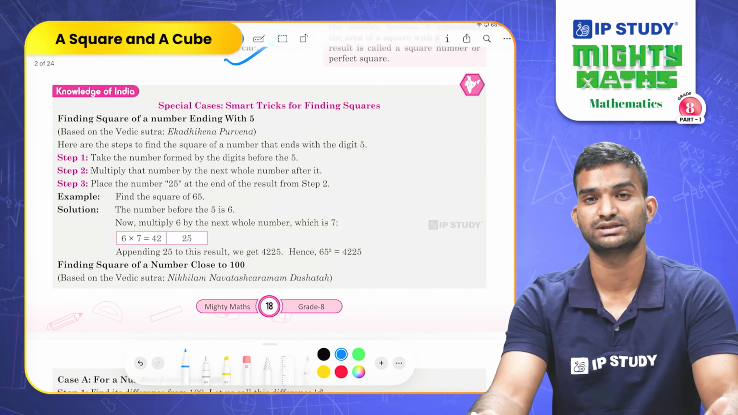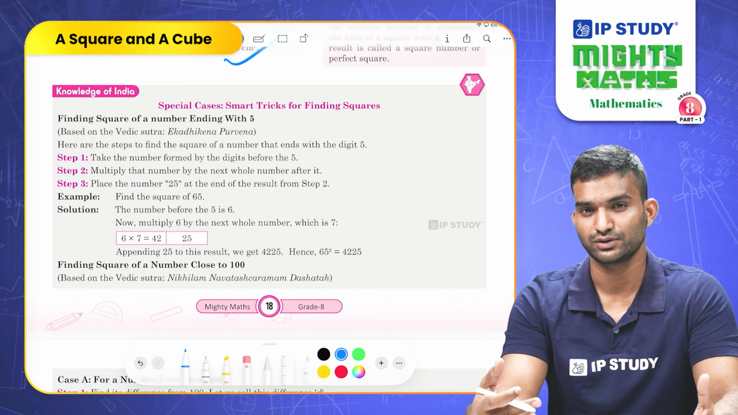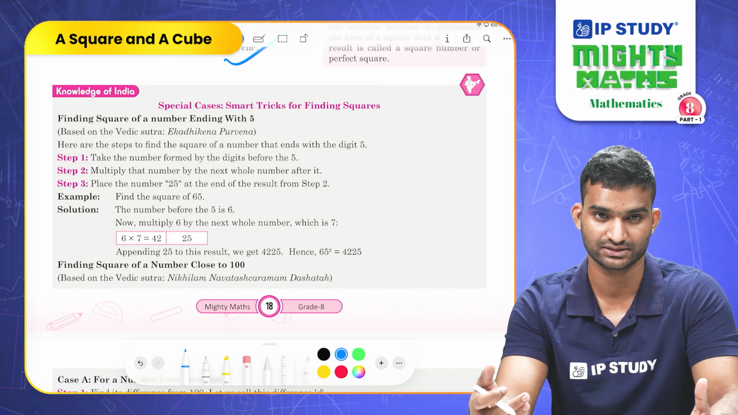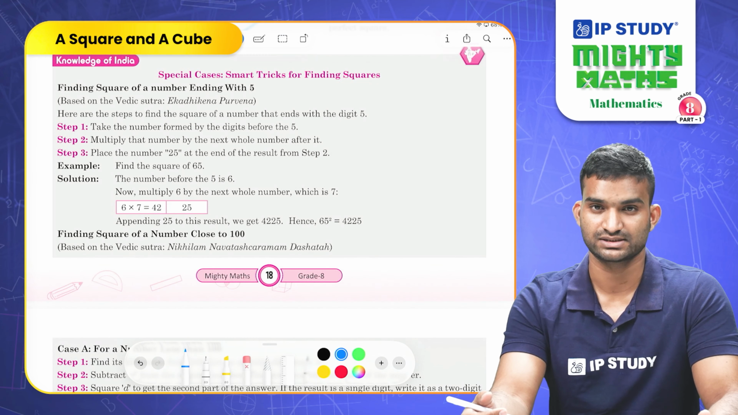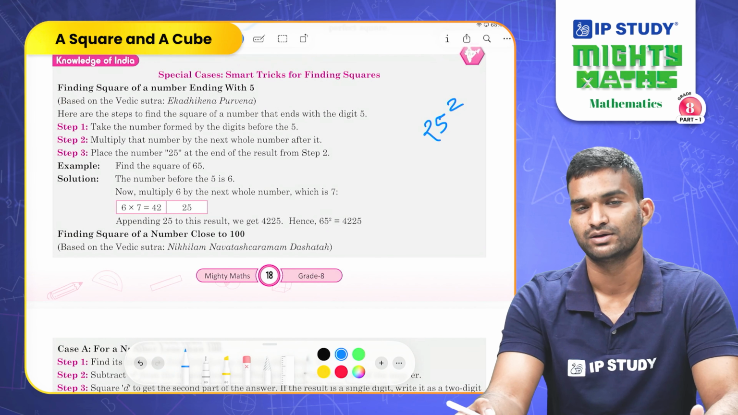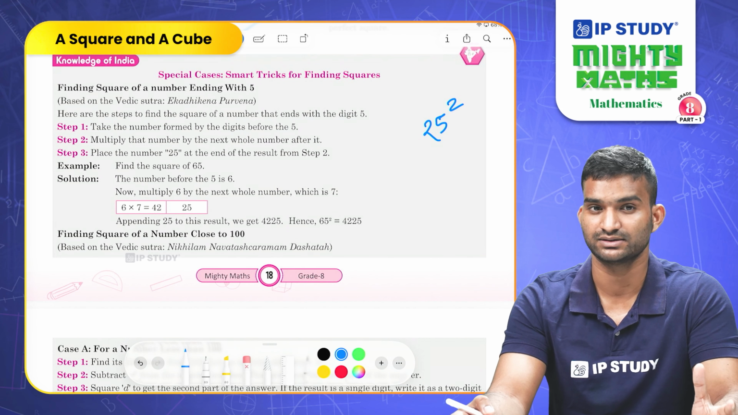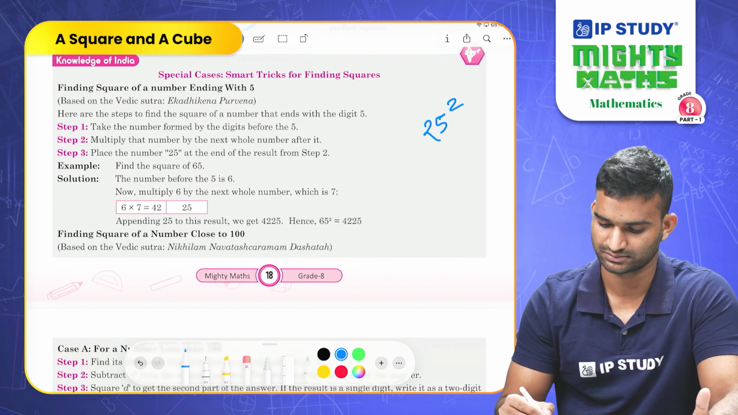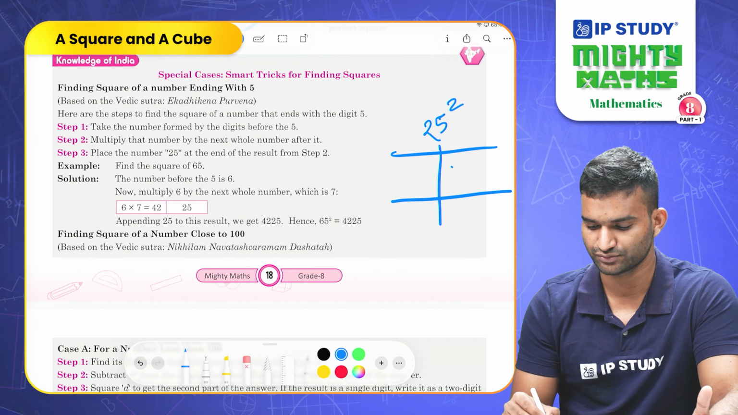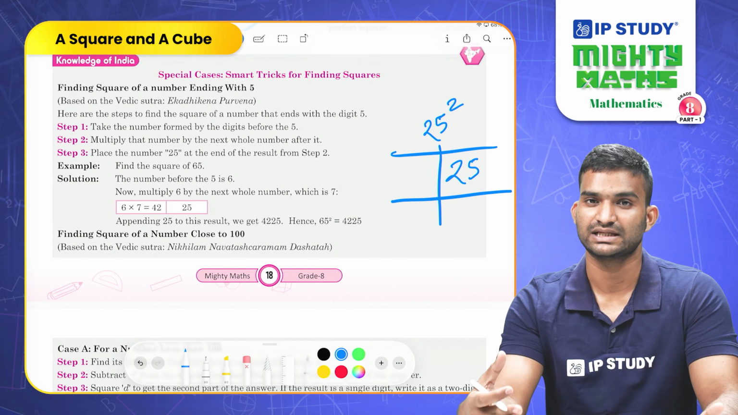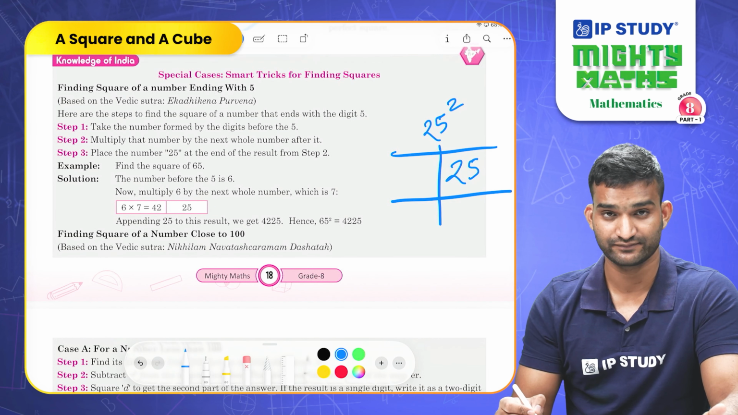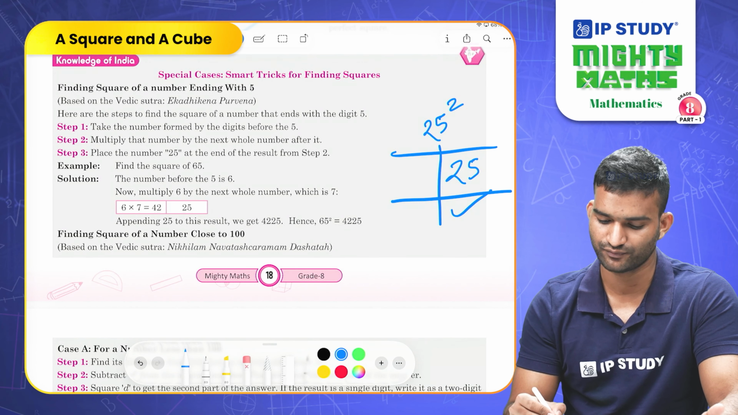Now moving to the special cases, where we will learn how to get the square of certain numbers using some smart tricks. Firstly, we take a number that ends with 5. If we take the number 25, how will we find the square of 25? To find the square of 25, we need to divide the square number into two parts. The rightmost part will contain 25. This is permanent. A number that ends with 5 always has 25 in its square value. So the rightmost part is permanent and we need to find the leftmost part.